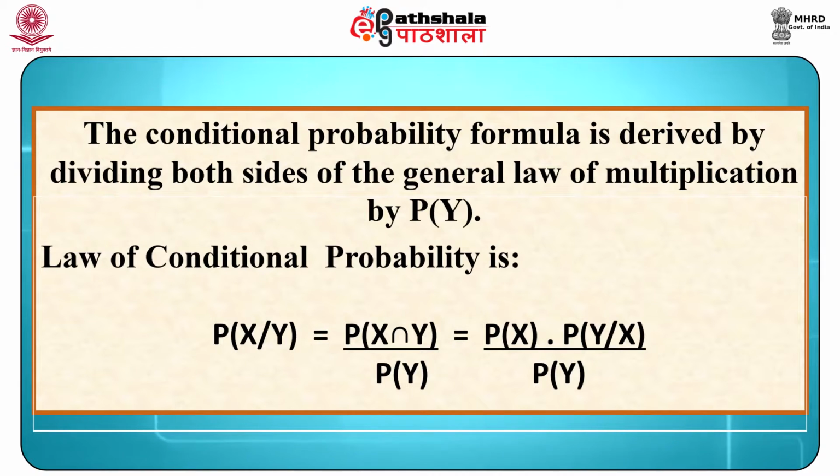So, the conditional probabilities can be calculated with the formula given in the law of conditional probability. This formula is derived by dividing both sides of the general law of multiplication by the probability of y. So, the law of conditional probability states as follows: the probability of x given y is equal to the probability of x intersection y divided by the probability of y, which is equal to the probability of x times the probability of y given x, divided by the probability of y.